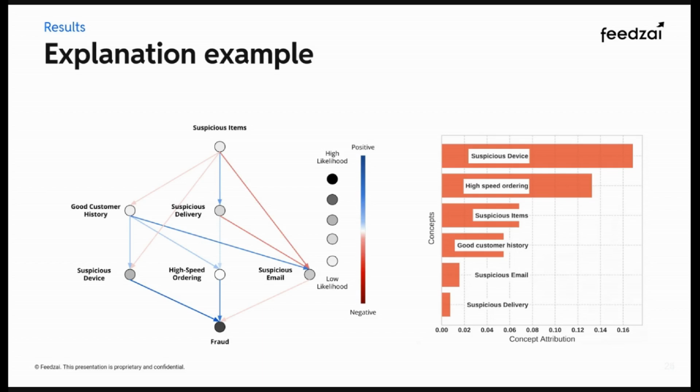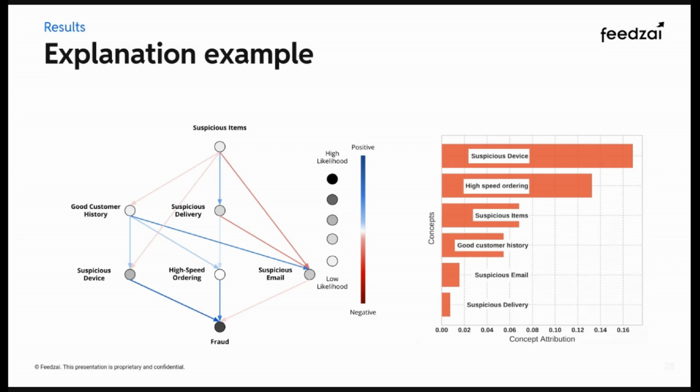Let's look at an example explanation from our merchant fraud dataset. In this case, a transaction is deemed to be highly likely fraudulent, as can be seen from the black color of the fraud node. Given the graph on the left, we can see that suspicious device, suspicious delivery, and suspicious email are concepts that are likely present. We can also see that good customer history is less likely, and that this in turn gives a positive contribution to downstream concepts related to fraud, which would make sense in this case. On the right, we can see the concept attributions computed from this structural causal model. Here, we can see that the concept with the highest contribution is suspicious device.